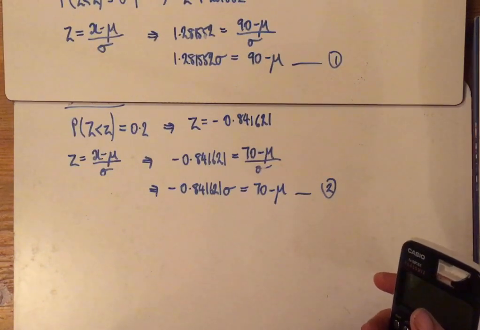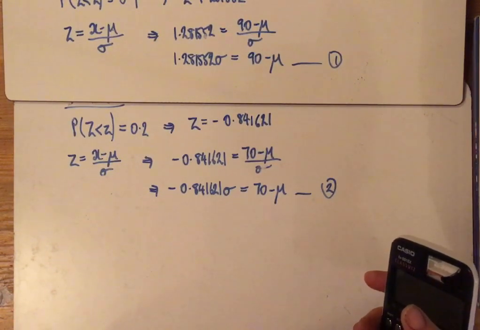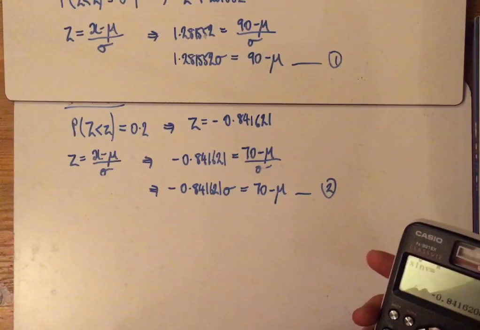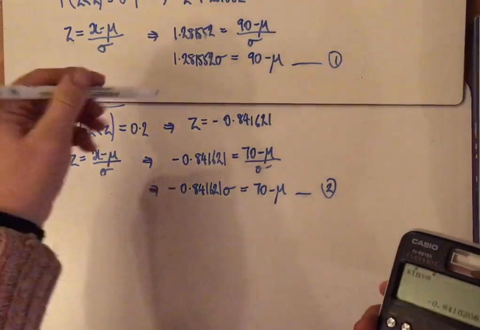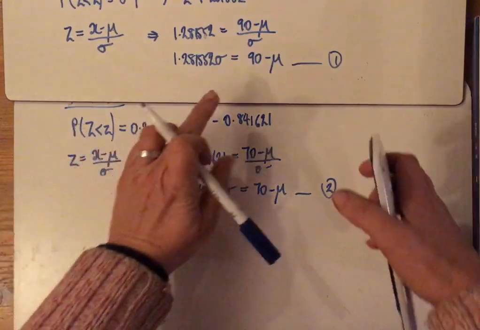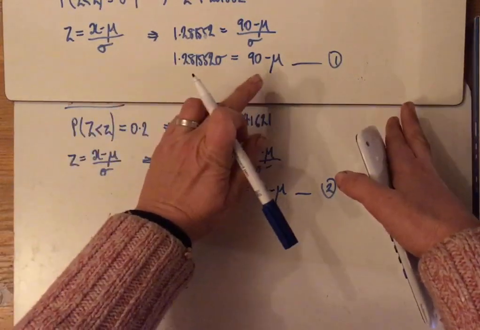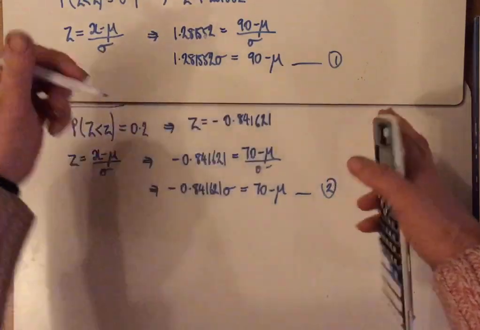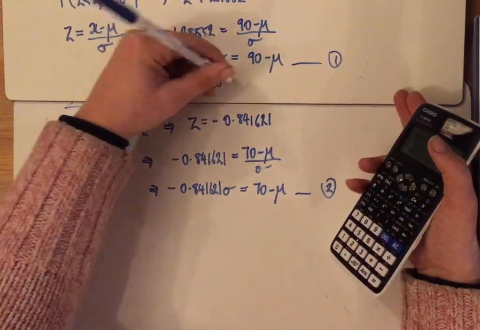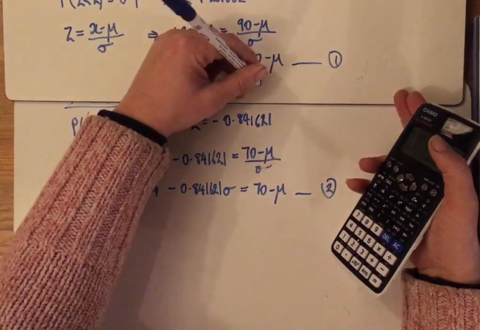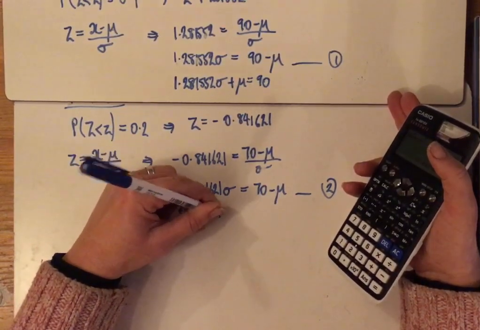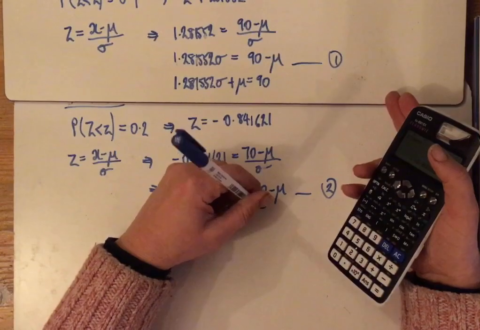Or you could do one minus the other. I feel like I should be encouraging you to use your calculators. So you can either do 1 minus 2, or if we rearrange this one to make it 1.281552 plus the mean equals 90, negative 0.841621 plus the mean equals 70.